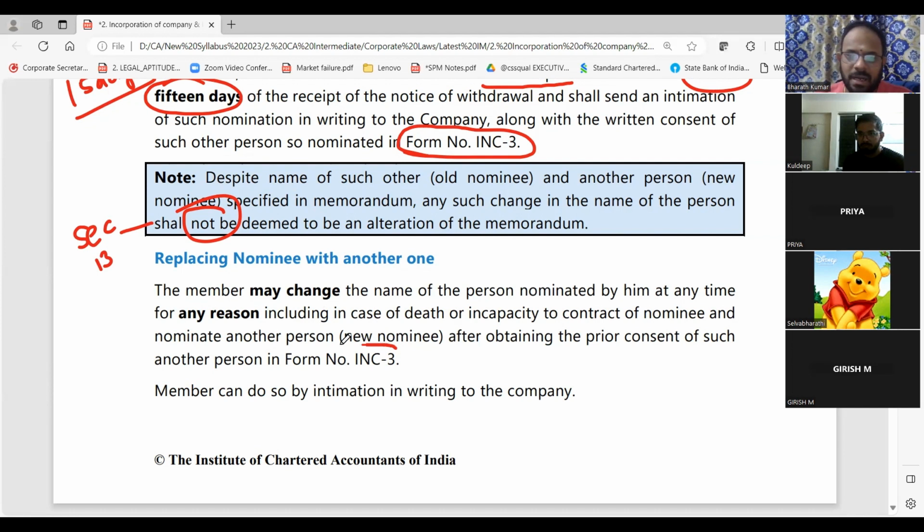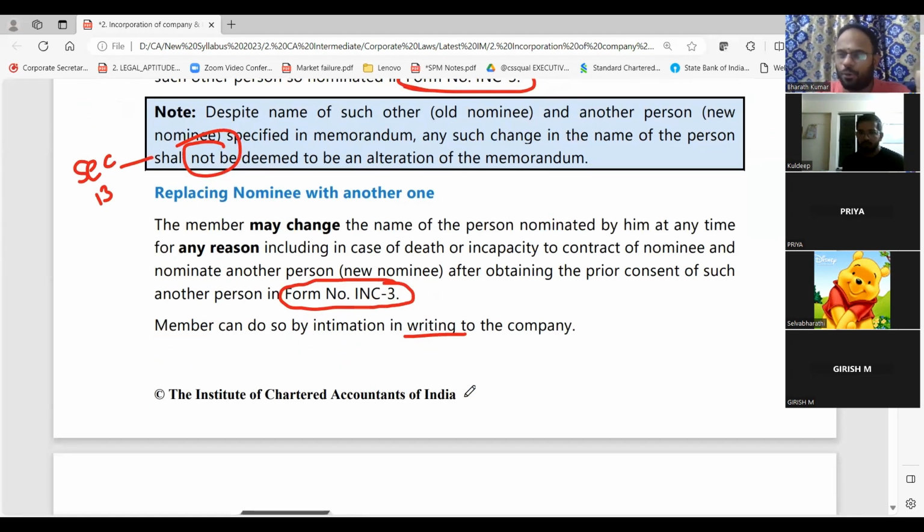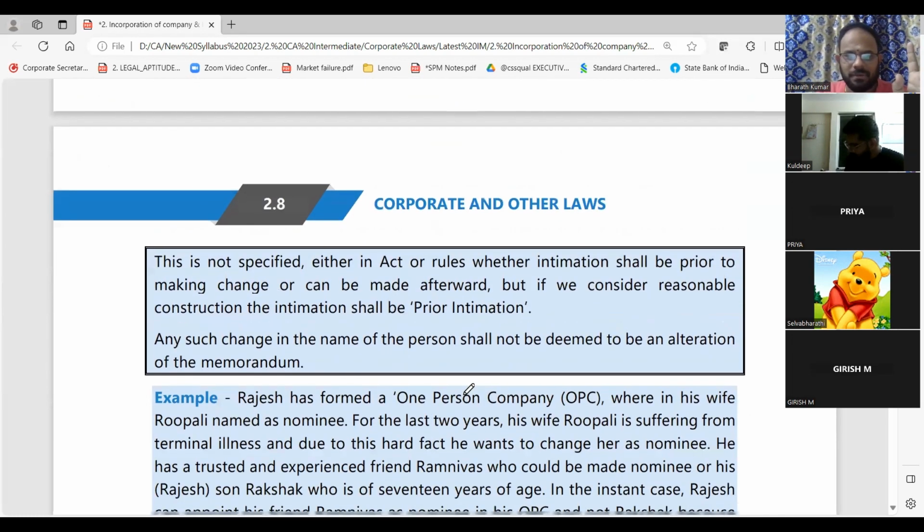Replacing nominee with another, again what form? Same form. Intimation in writing. So I'm not telling the story because we have already told. Easy, death, incapacity to contract, all the story.